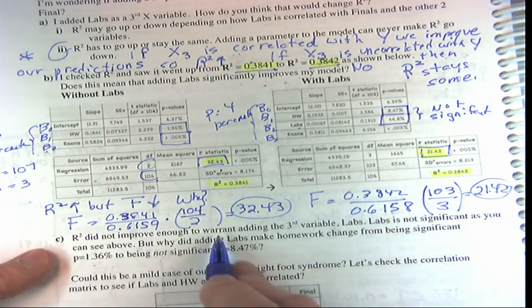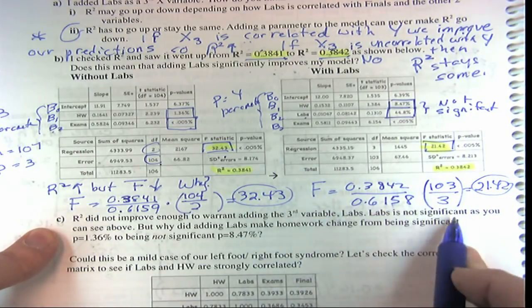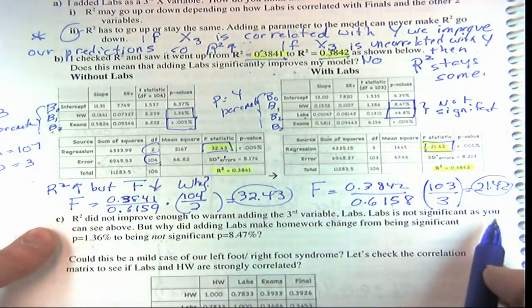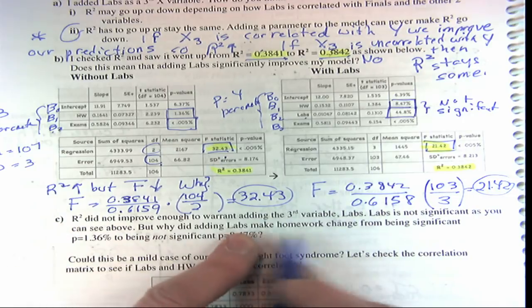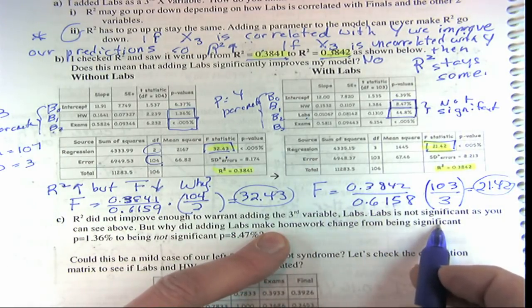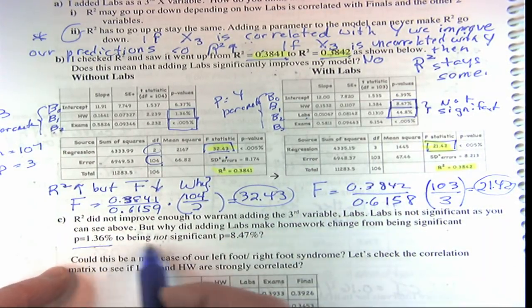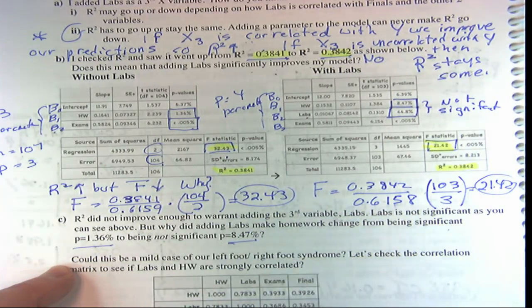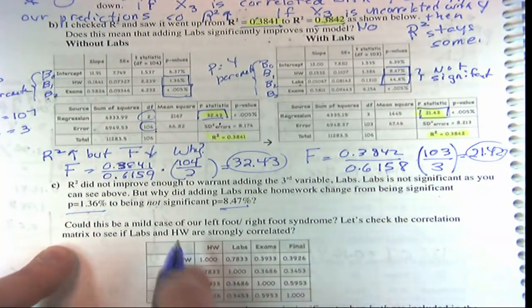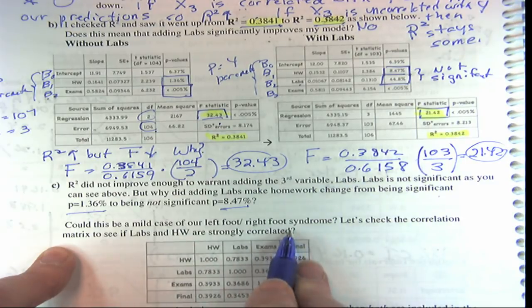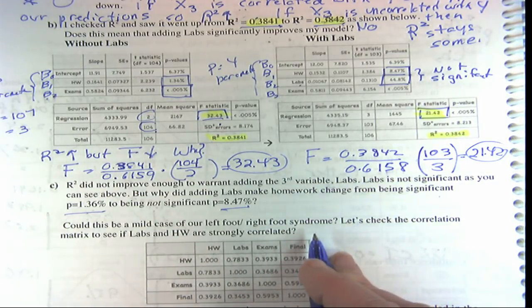R squared did not improve enough to warrant adding the third variable, labs. Labs is not significant, as you can see. But why did adding labs make homework change from being significant to being not significant? Why did it do that? Could this be a mild case of our left foot, right foot syndrome?